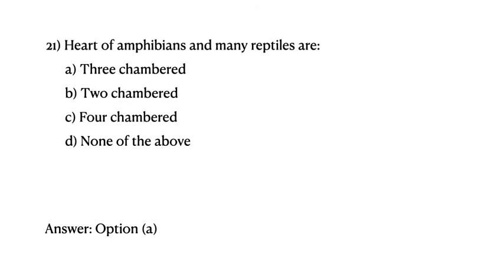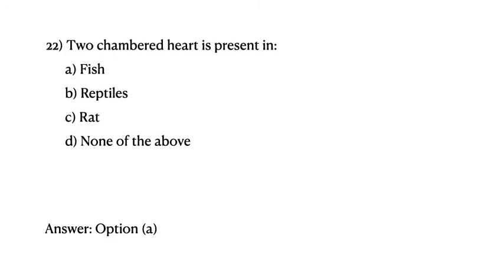Question number 21. Heart of amphibians and many reptiles are option A, 3-chambered, B, 2-chambered, C, 4-chambered, D, none of the above. Now children, heart of amphibians and many reptiles are 3-chambered. Okay, so here option A is the correct answer. Question number 22. 2-chambered heart is present in option A, fish, option B, reptiles, option C, rat, option D, none of the above. Children, in fish, heart is 2-chambered. So here option A is the correct answer.